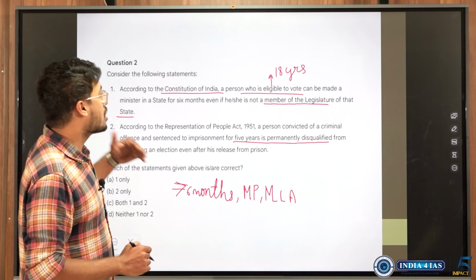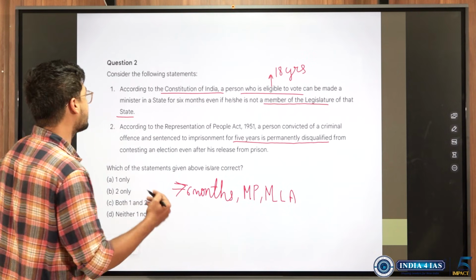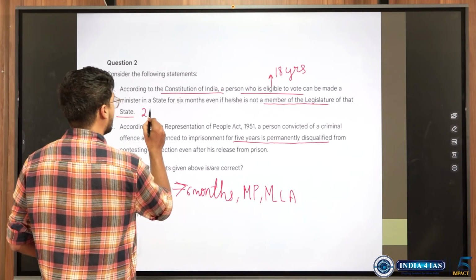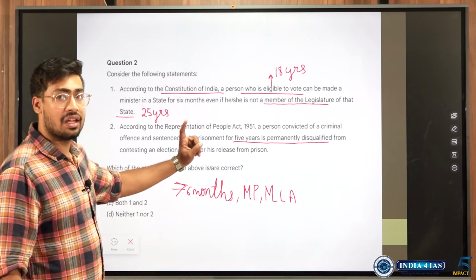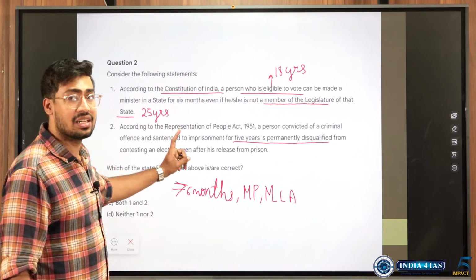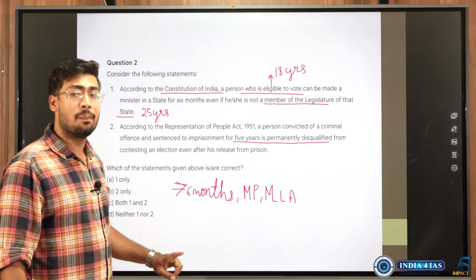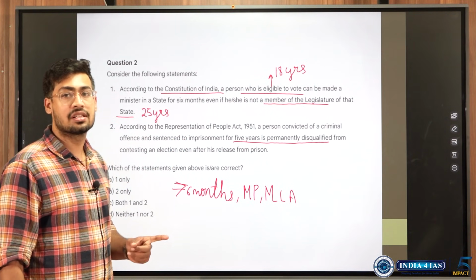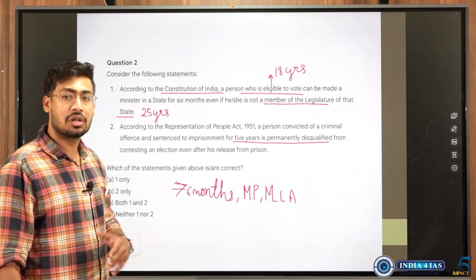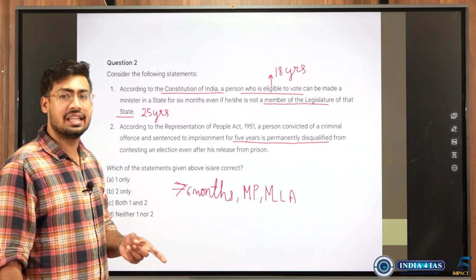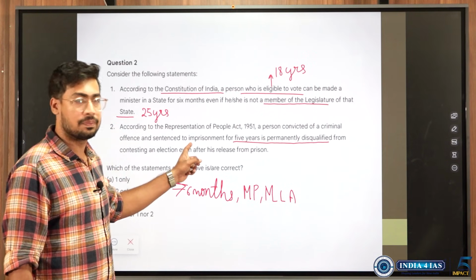So someone who wants to become an MLA or MP, what is the age that one requires? 25 years of age. So voting age is 18 years, but to become an MLA or MP we need 25 years. Without becoming an MLA or MP also, we can become a minister only for a duration of 6 months. So within this duration of 6 months, we'll have to contest the election and win it. Only then will we retain a seat as a minister.